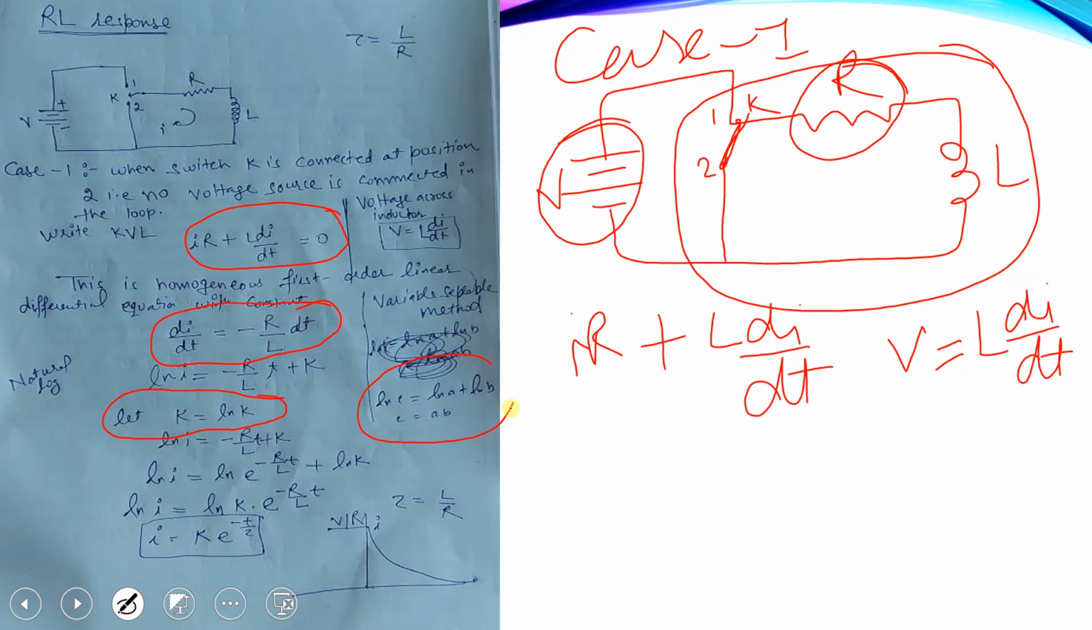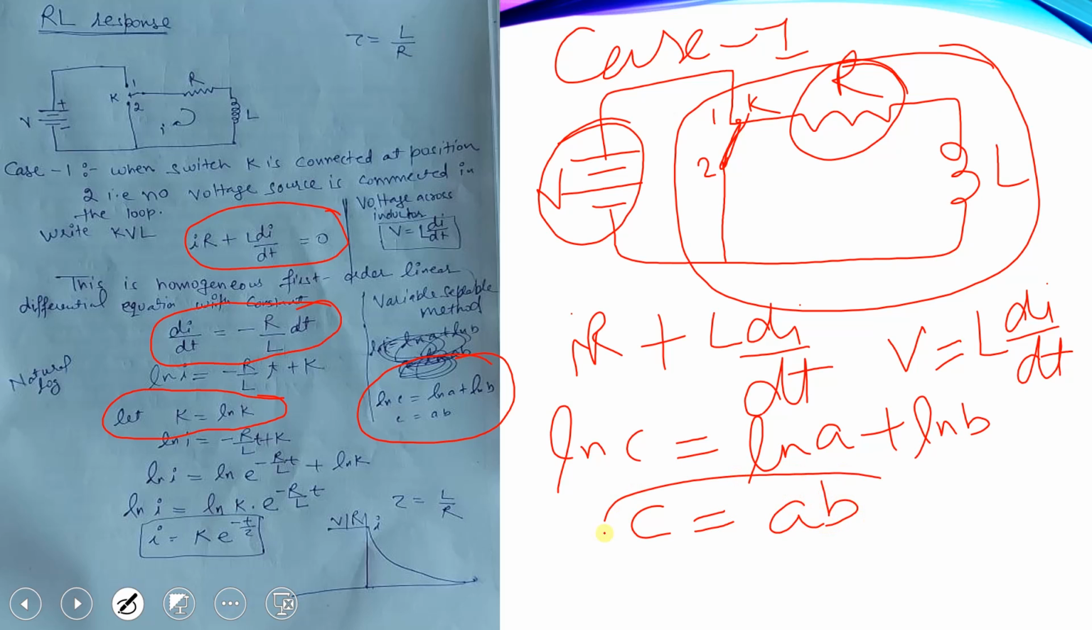We know one formula from mathematics, that natural log of a plus natural log of b is the natural log of c, and it can be written as c is equal to ab. So we apply this formula in our equation. Here this is the equation where we want to apply. This is natural log i is equal to natural log e raised to power minus R by L t plus natural log of k, so this is a and b. So we get i is equal to k e raised to power minus t by tau, and tau is what? This is L by R. We are replacing this value L by R with tau. So this is the transient response of RL network.